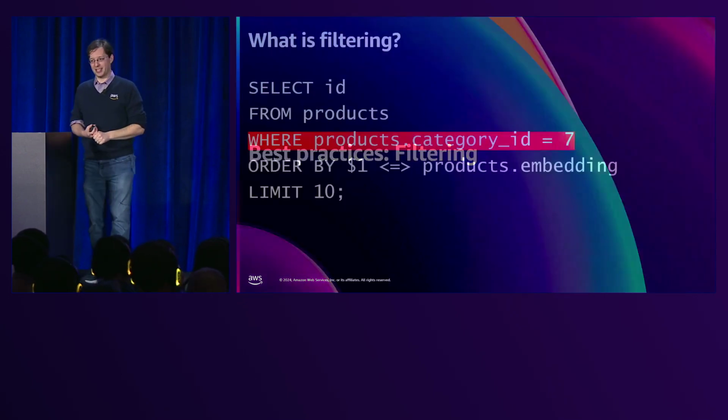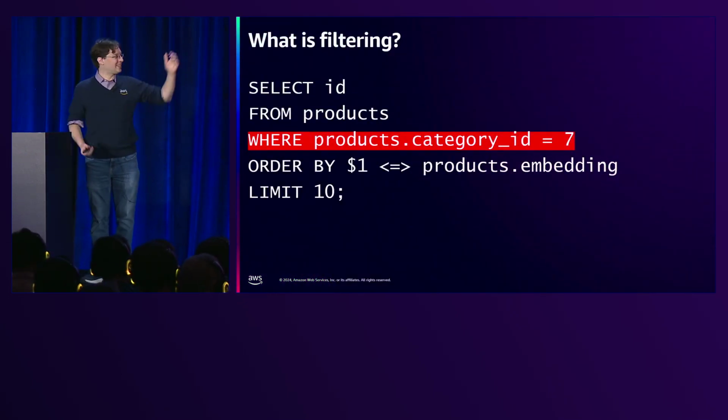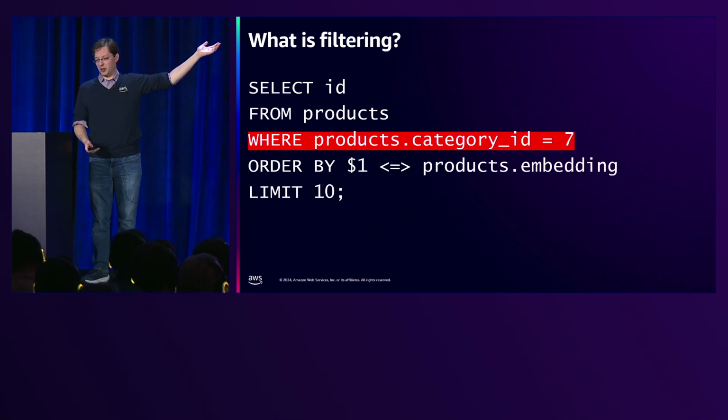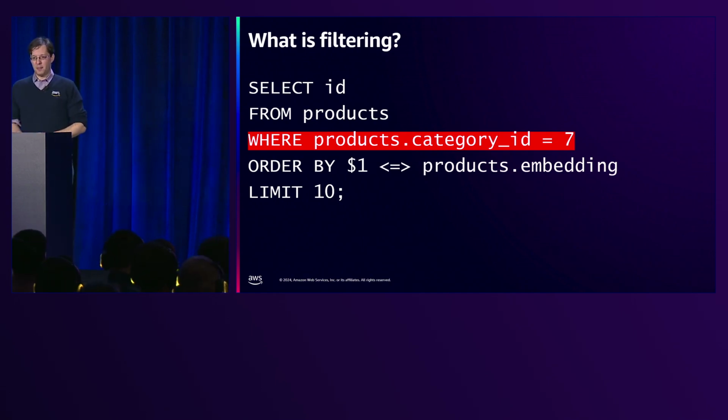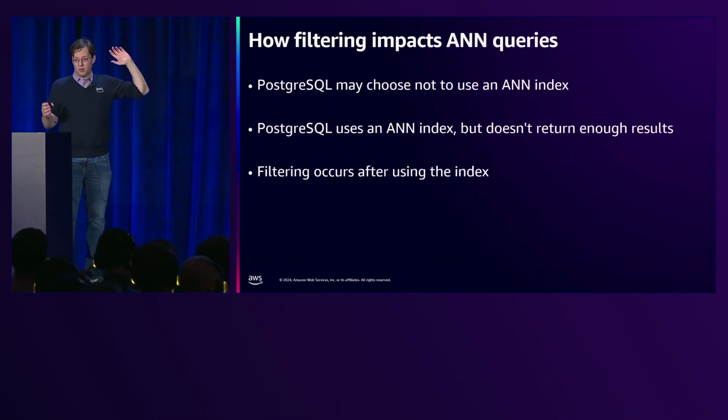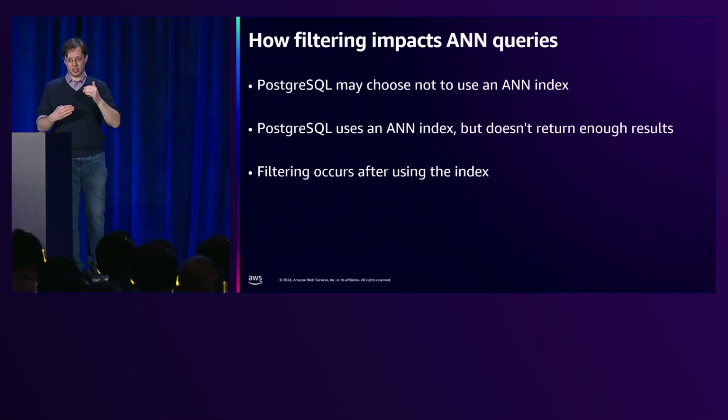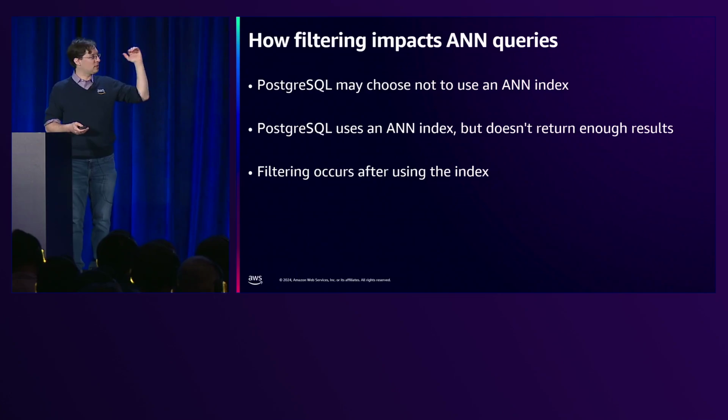This is the part I'm most excited for. Why? Because it's a simple query. We've probably run this a million times in your database. But it has a really interesting impact with approximate nearest neighbor search. So what happens? If you have a where clause in your query, Postgres is going to make a choice. The query planner is going to decide, well, maybe I'm not going to use the index. I'm going to use something else.